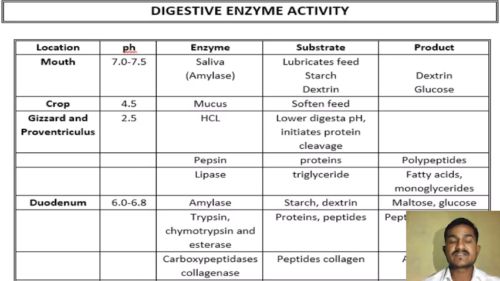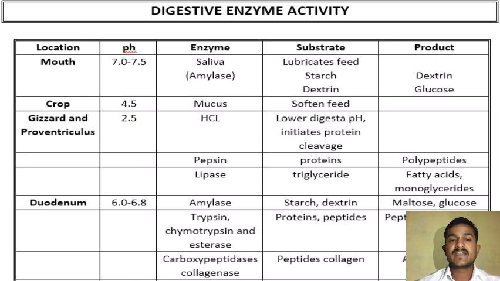Then the next organs of the alimentary canal are the gizzard and proventriculus. The proventriculus and gizzard have a pH of 2.5, an acidic pH, and they release an acid, HCl. Clear? So what is the pH of the HCl? It is 2.5, and this HCl lowers the pH of the digesta and initiates protein cleavage. This hydrochloric acid helps in the degradation, the digestion, of protein molecules.